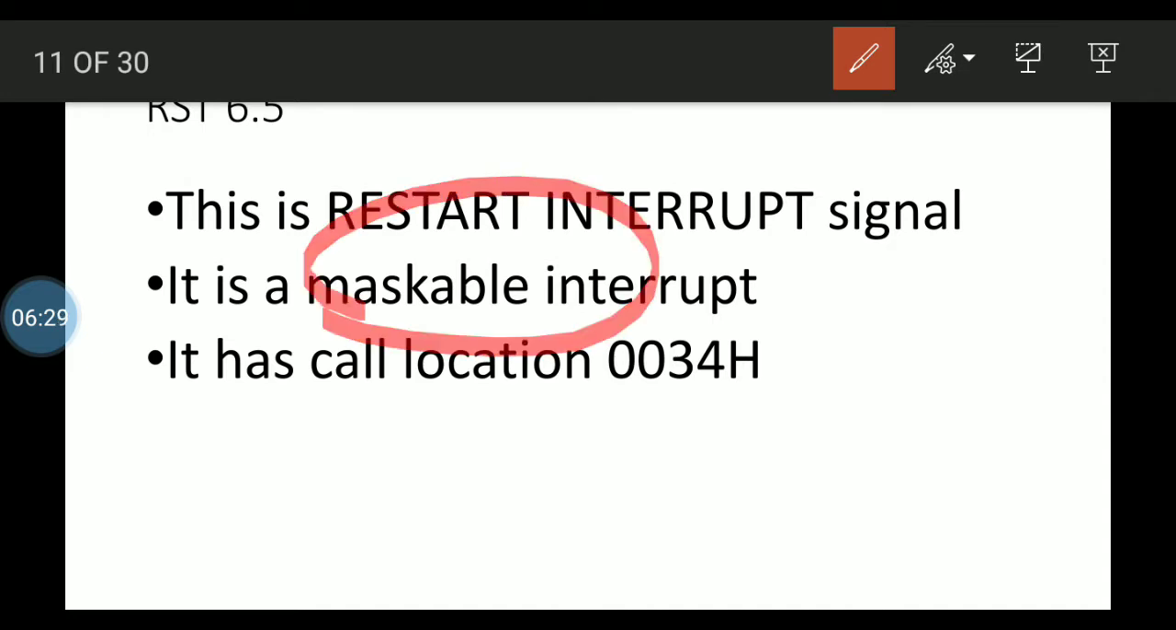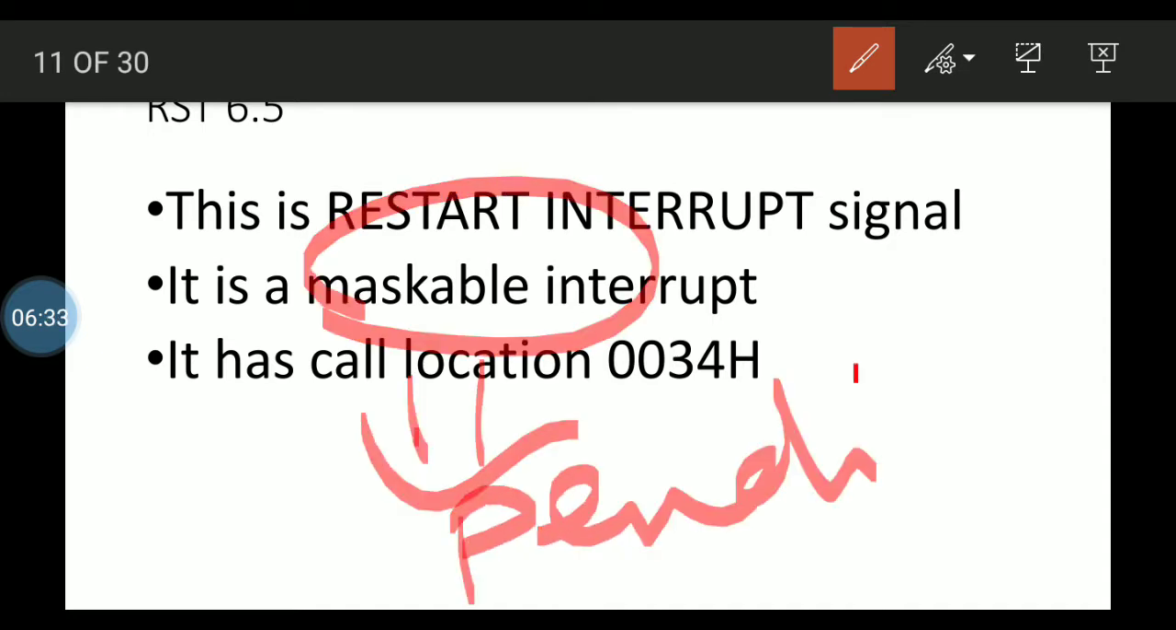RST 6.5, again it is a restart interrupt signal. It is maskable. The meaning of maskable here, remember, is that it can be kept pending. Maskable means pending.